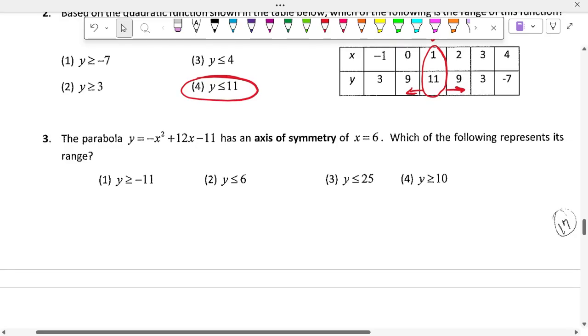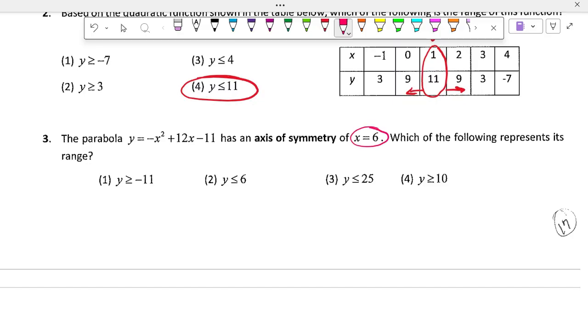Last one wants to know what the range is if they give you the axis of symmetry. So what do you guys think? Show fingers. I see some 3s. I see some 2s. All right, so let's go through this together. So we already have the axis of symmetry. So I just need to find what the y value is of the vertex by plugging it in. So I get negative 6 squared plus 12 times 6 minus 11. 6 squared is 36 times a negative is negative 36 plus 72 minus 11. This would be 36 minus 11, which is 25.